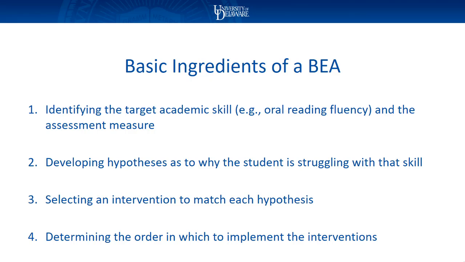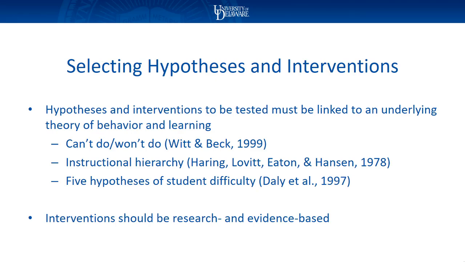Fourth, the final basic ingredient, is to determine the order in which to implement the selected interventions. Determining the order is an important step, which we'll talk about more in a subsequent slide. When selecting hypotheses and interventions, it's critical to remember that hypotheses are most effective when tied to an underlying theory of learning and behavior. We focused on can't do, won't do, sometimes called skill versus performance deficits, the instructional hierarchy, and Daly's 5 hypotheses. Interventions selected based on those frameworks should be research and evidence-based.